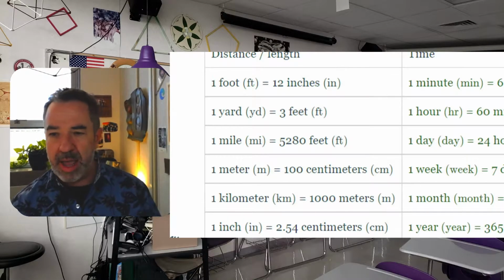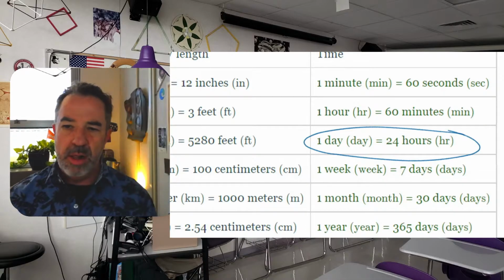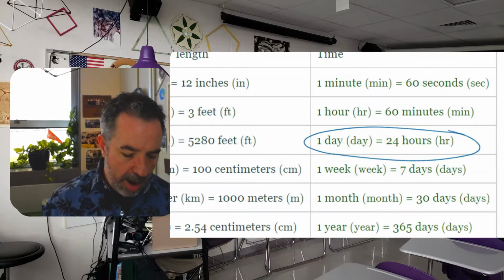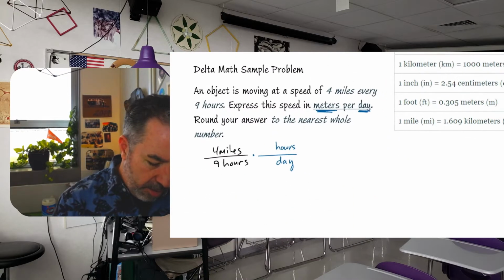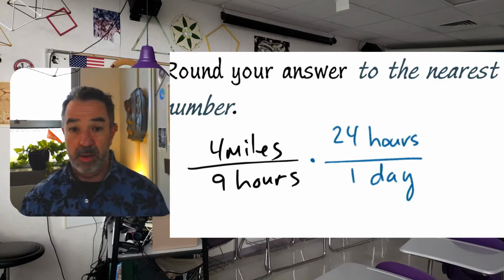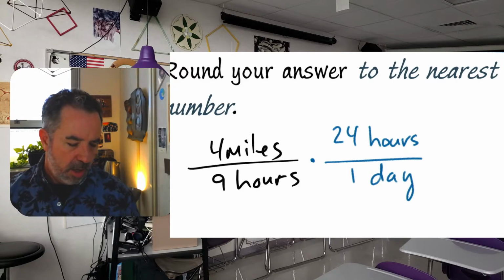Yeah, it says 1 day is the same as 24 hours. So I can write that either way. I can write 24 hours over 1 day, or I can write 1 day over 24 hours. In this case, I'm going to write that 24 hours is the same amount of time as 1 day, right? Those are equal quantities. It's the same exact amount of time, so that's why I call that a giant one.